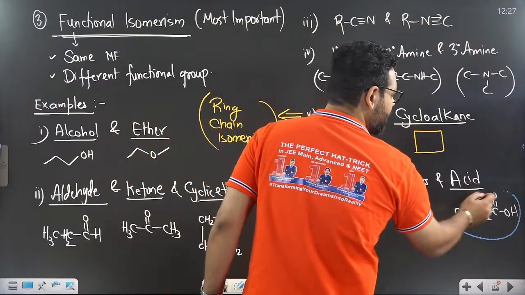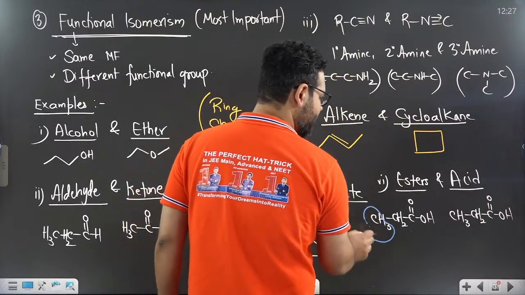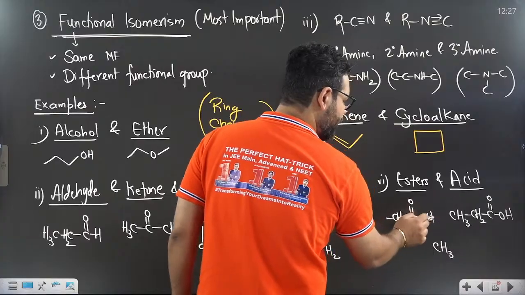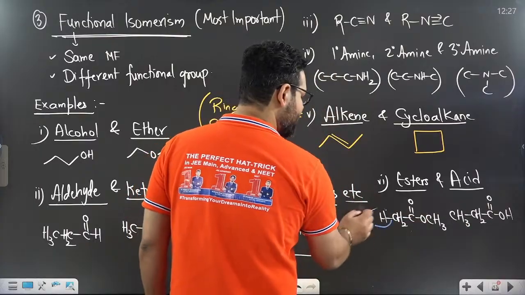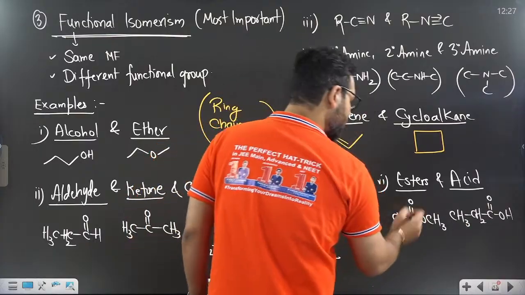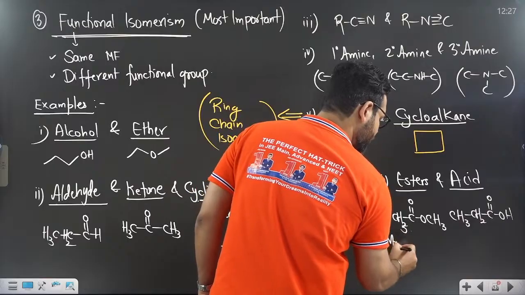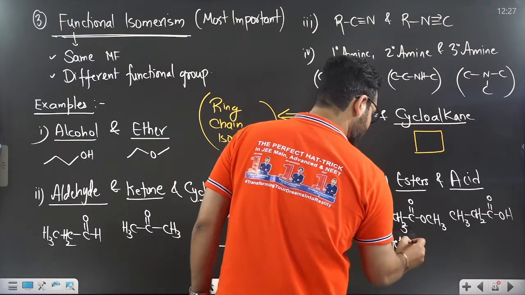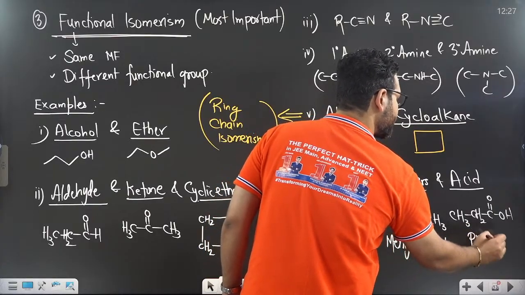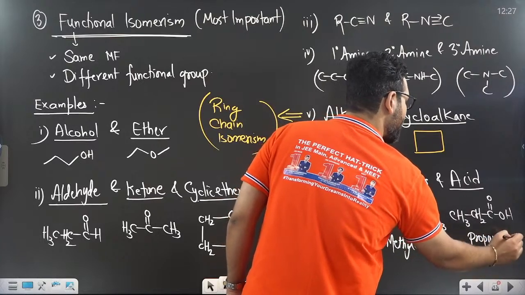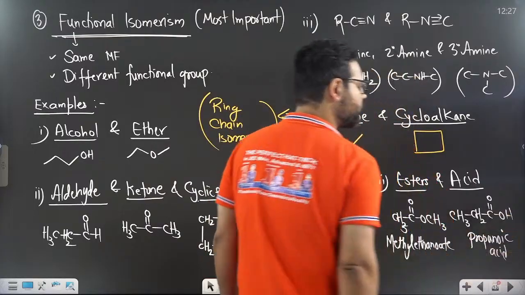Now I can make it an ester by sending some alkyl to the other side after oxygen. I'll bring hydrogen here and send methyl there. So this became methyl ethanoate, and this is propanoic acid. So these are the functional groups you can learn, which will show functional isomerism.